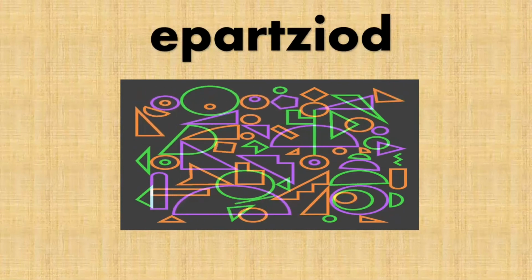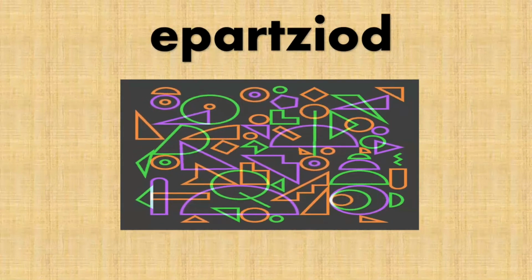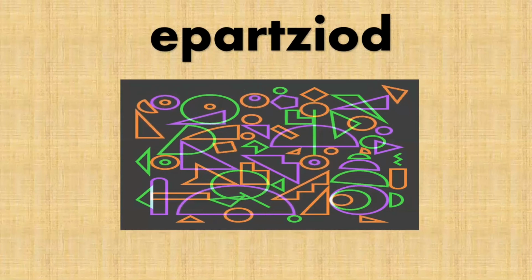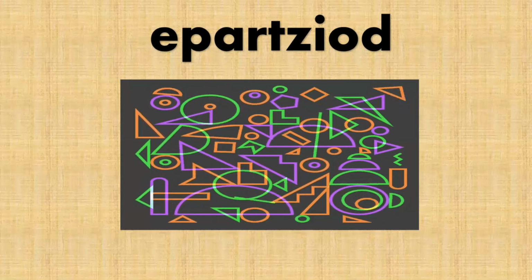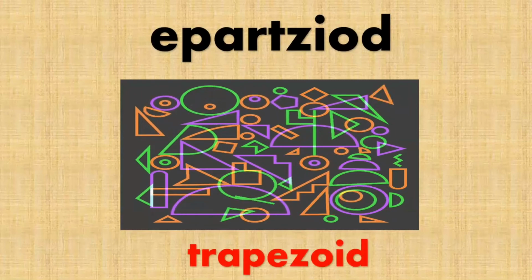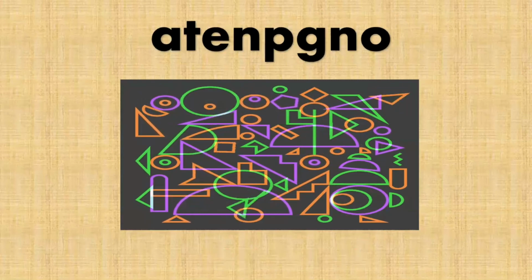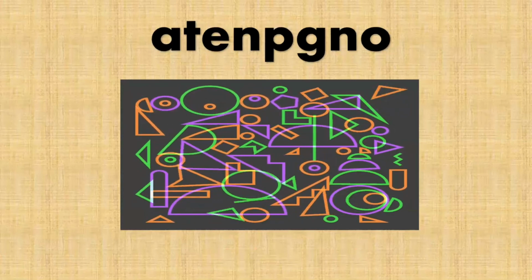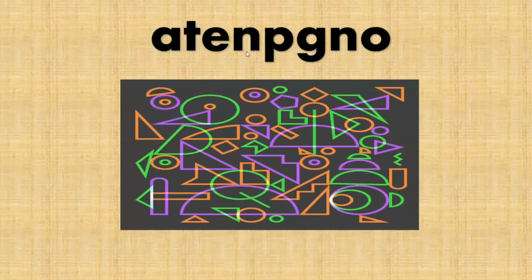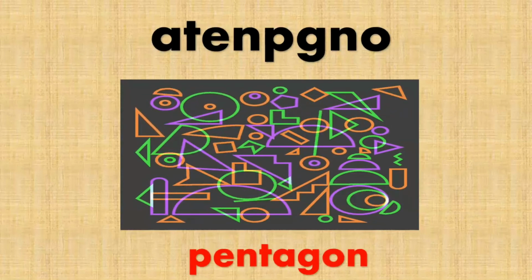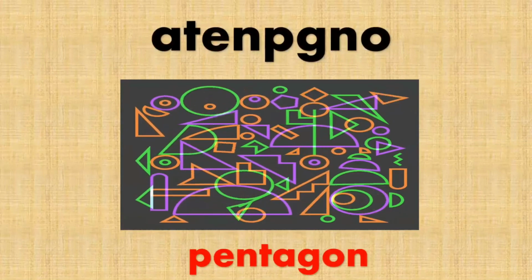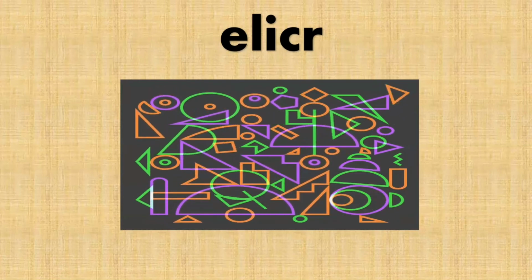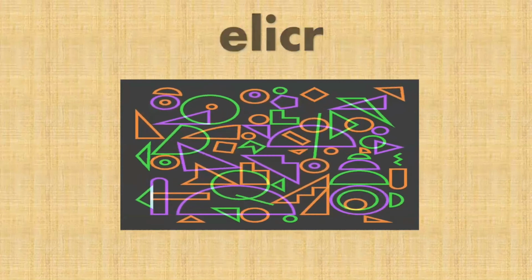Next one. It has 4 sides. Let's try. Can you answer it? If your answer is trapezoid, you're right. Next. It has 5 sides. What kind of shape is this? Can you check the spelling? Pentagon. Next one. It doesn't have any sides. It's a circle.